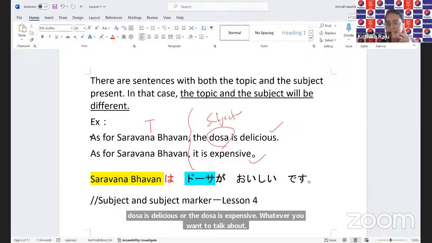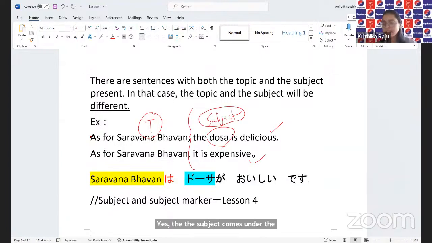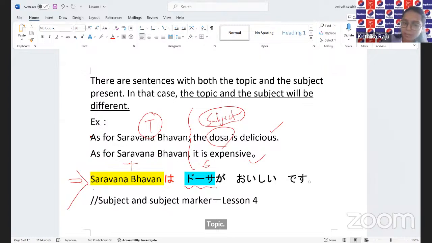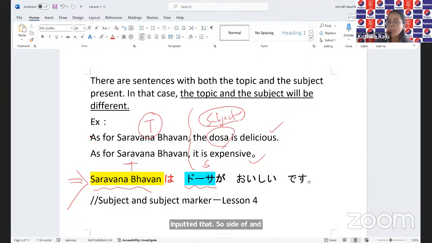So in this case, is the topic and the subject the same or different? Different. Yes, the subject comes under the topic. So it's different. Therefore, you will see both Saravana Bhavan in your sentence and the dosa. Okay, so that sentence will look like this. Saravana Bhavan va, topic, dosaga. You see how dosa is written in katakana. Saravana Bhavan will also be written in katakana. I haven't inputted that. So, Saravana Bhavan va, dosaga oishi desu.